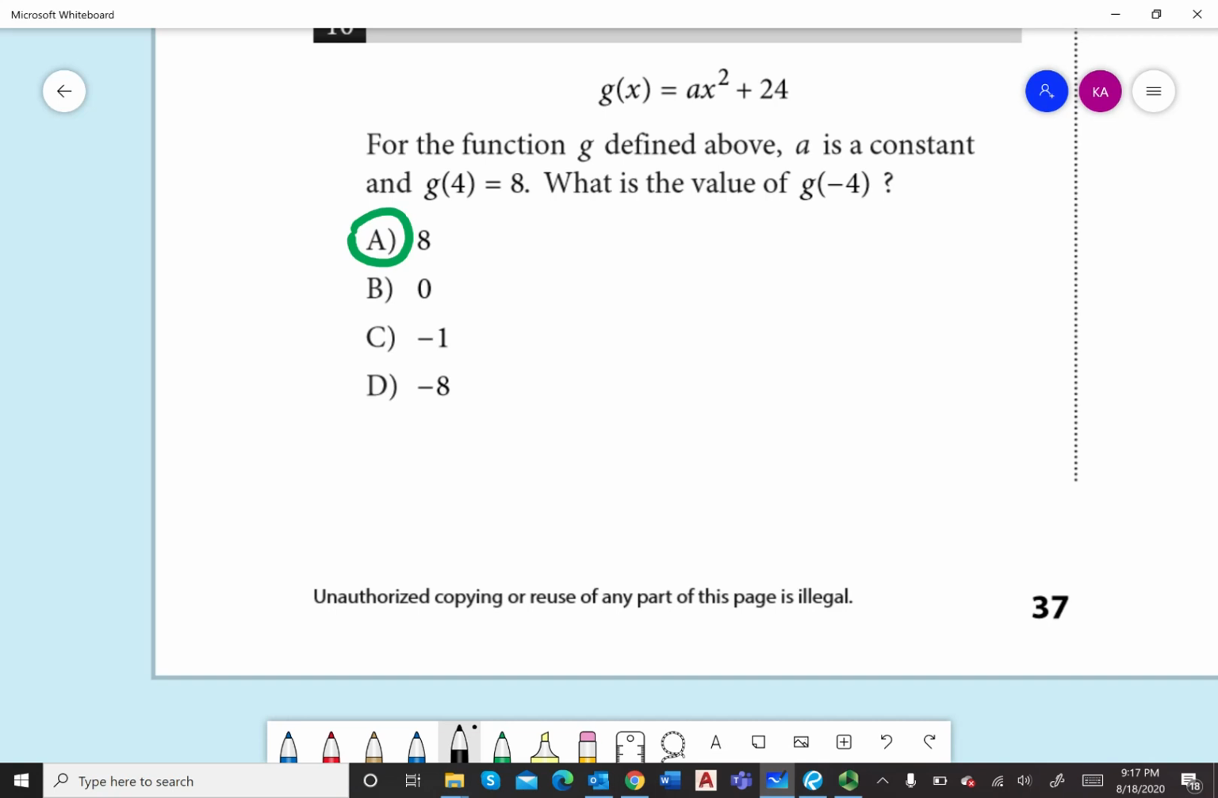Look at this question. A lot of the questions that I get in my tutoring are, how do I even know how to start? Well, just do what the question tells you to do.